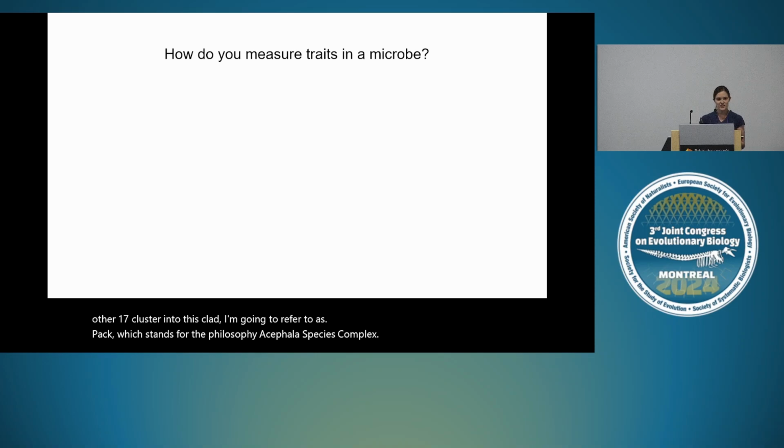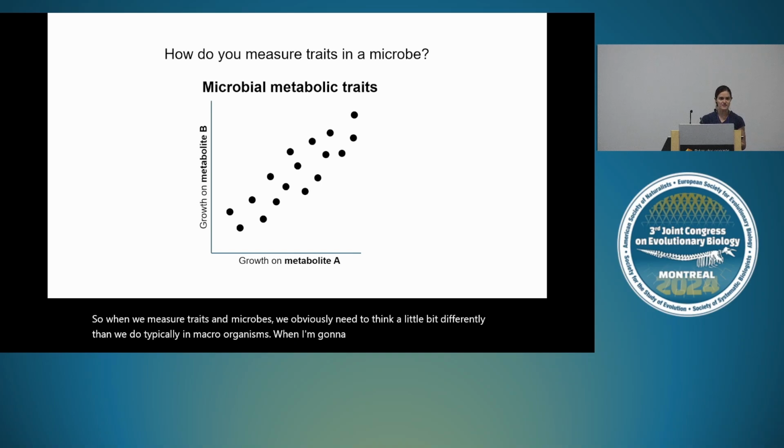So when we measure traits in microbes, we obviously need to think a little bit differently than we typically do in macroorganisms. What I'm going to focus on for the purposes of this study are microbial metabolic traits, where a metabolic trait refers to a microbe's growth on a different metabolite or a different substrate. And so in our study, the genetic correlations I'm going to be talking about are genetic correlations between growth on different metabolites or different substrates.